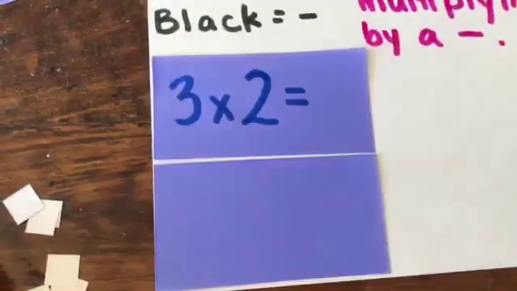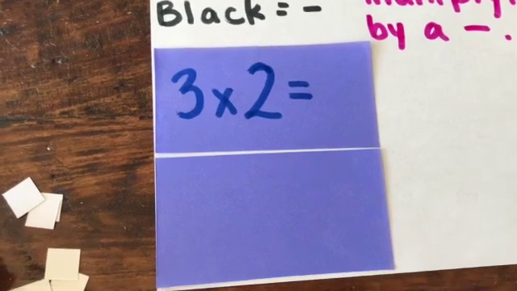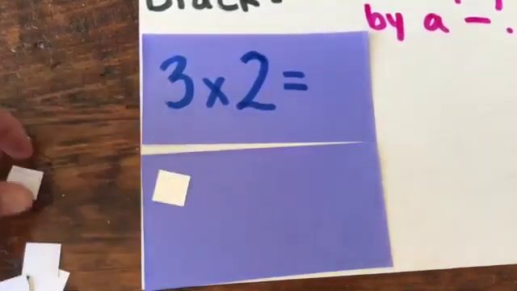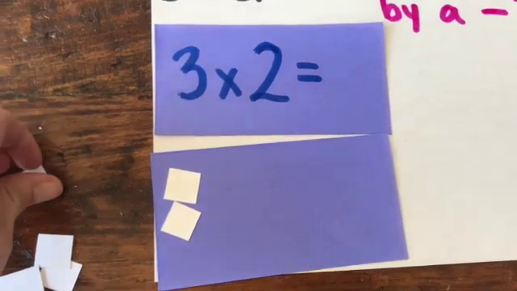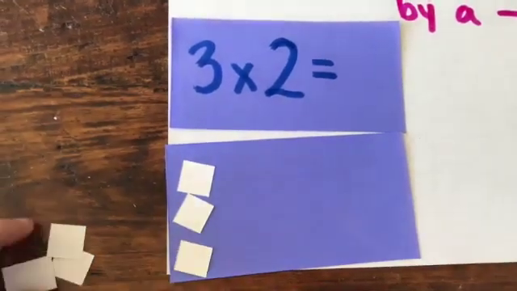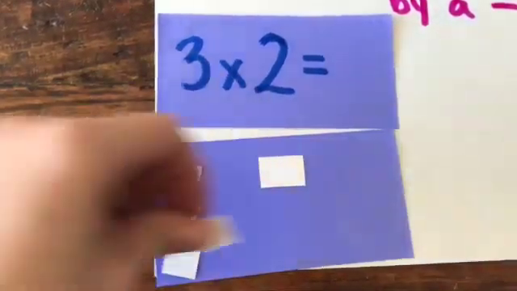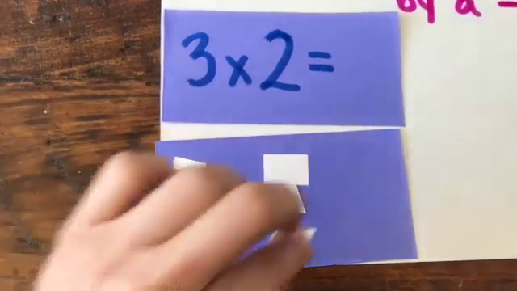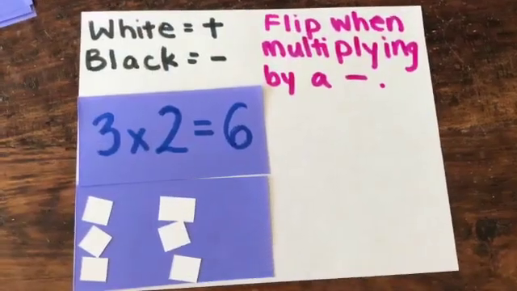Let's do a positive times a positive for practice. So if you have 3 times 2, that means you have 3 positives, so that's the white side. And then you have 2 groups of them. So 3 times 2 is a positive 6.